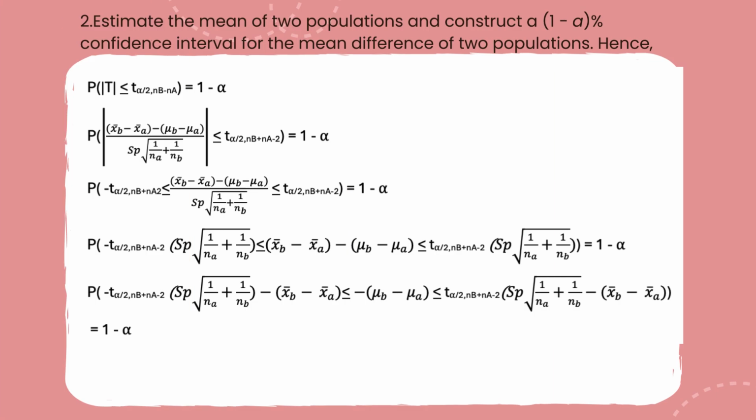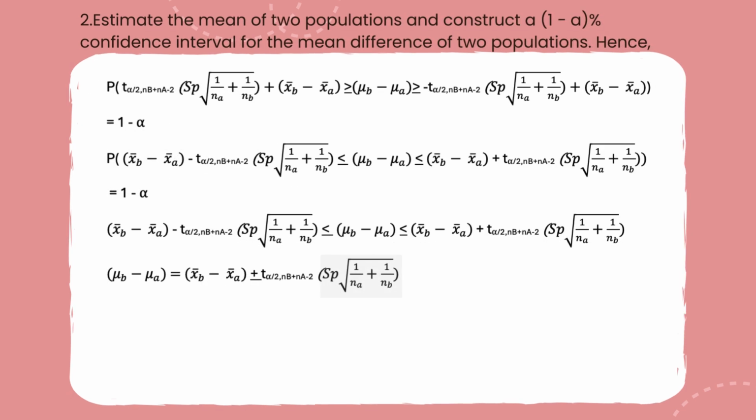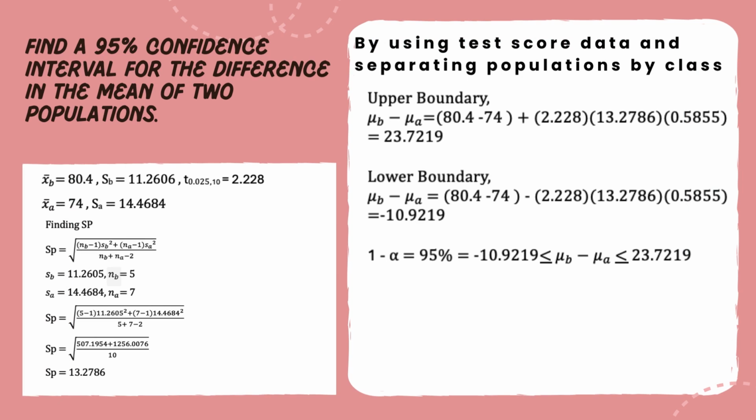For question 2, it asks us to estimate the mean of two populations and construct a 1 minus alpha percent confidence interval for the mean difference of two populations. Hence, we use the t distribution also, as the sample size is less than 30. After we derive the t distribution, we will be using the test score data and separating the population by class, which is class A and class B, and put the data given into a calculator to find our mean, standard deviation of the sample given, and also the x bar. By using that, we will find our upper boundary and lower boundary.